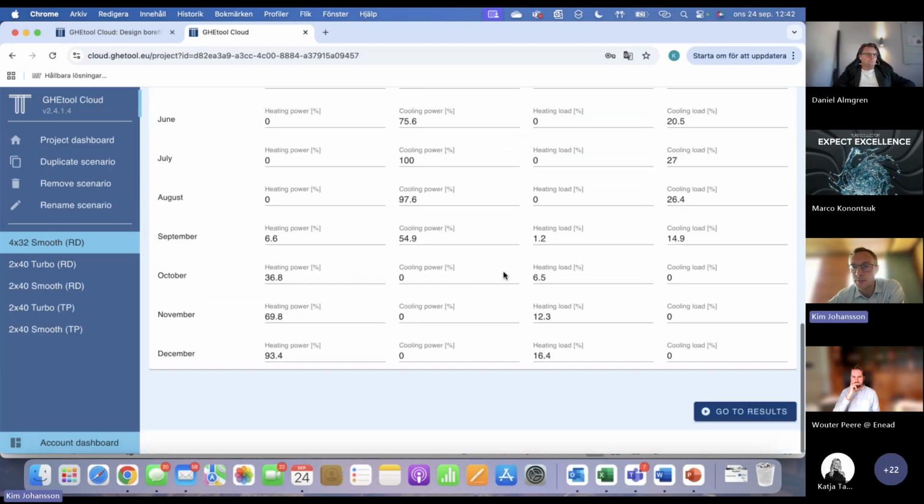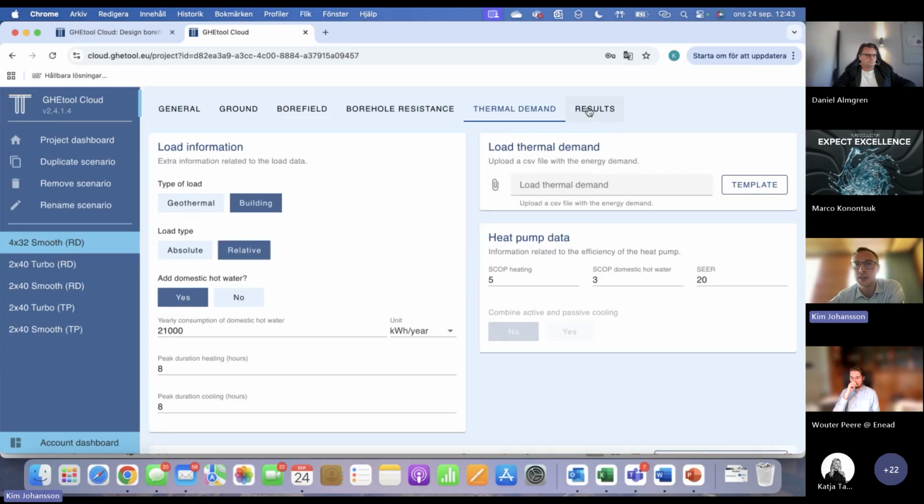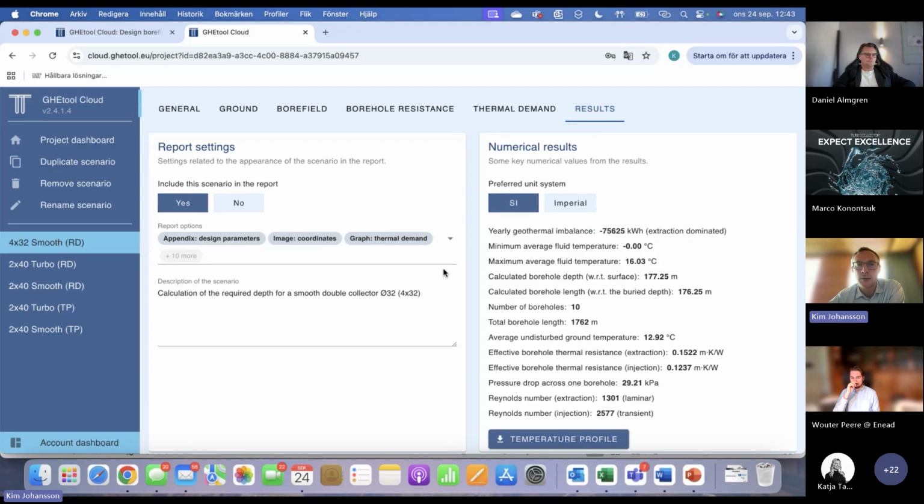Then at the bottom here, we could press go to results, and the software will make the calculations. Now we have already prepared this, so I will just press up here to results. And then we have a lot of useful information. First of all, we could include this into a report, so that if you have any clients that would like this as a report, we could use that. But already in this view, we have a lot of information.